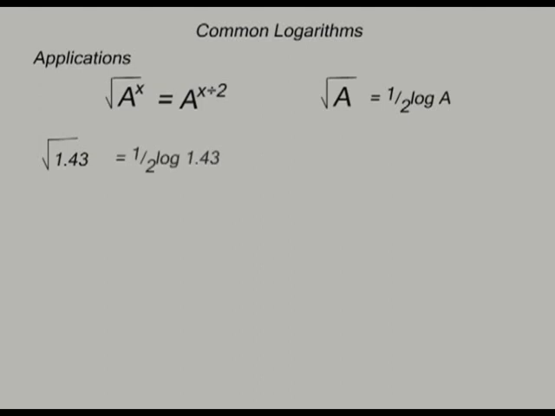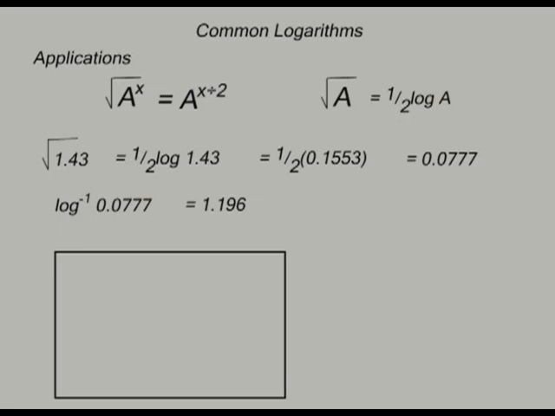Now in indices, we saw that to find the square root of an indexed number, we divide the power by 2. Here again, we divide the logarithms by 2 or multiply by a half. That is to say, the log of the square root of a is equal to a half the log of a. For instance, the square root of 1.43 is equal to a half times log 1.43. The log of 1.43 is 0.1553. That gives us 0.0777. Then the antilog of this, and we shall have 1.196.